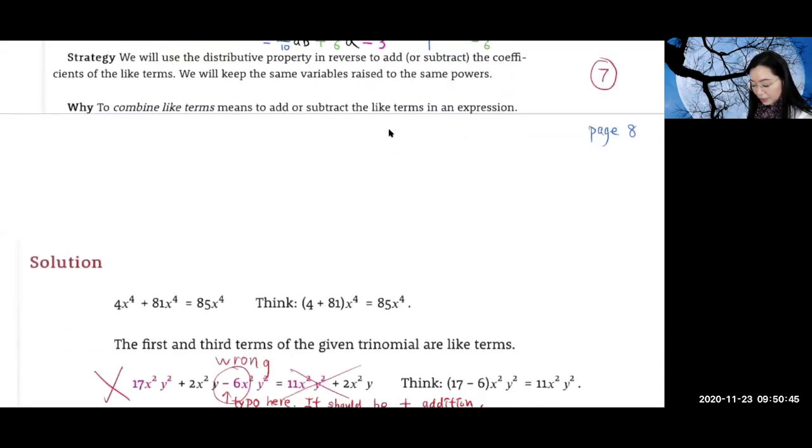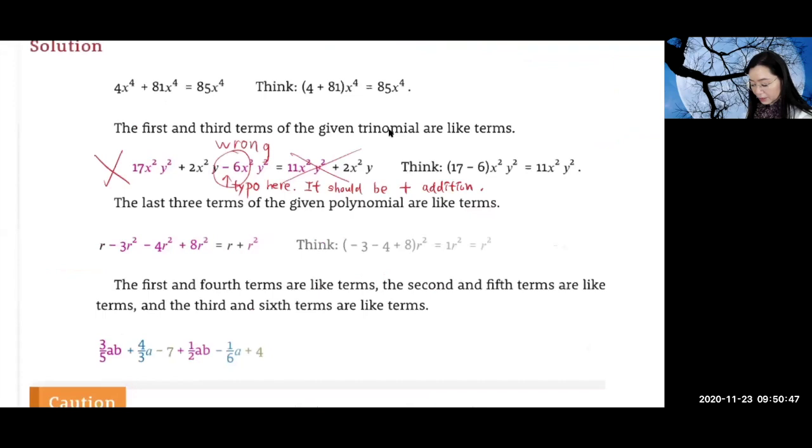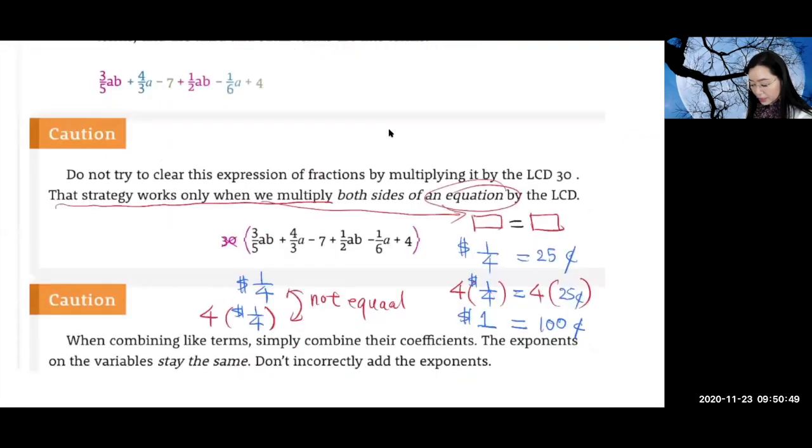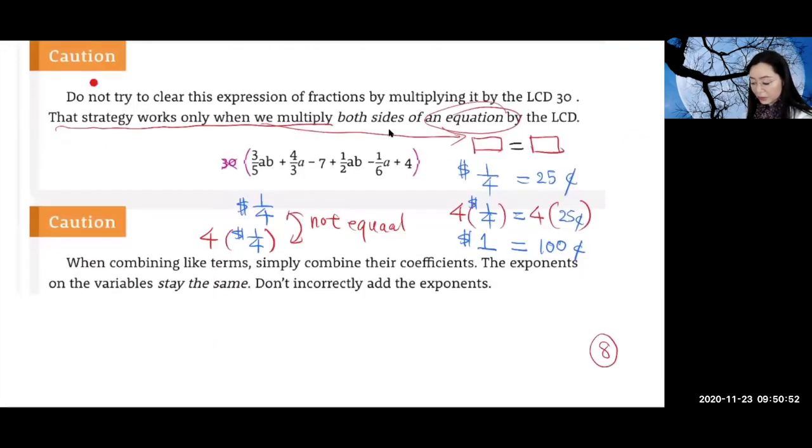Okay, let's go to this. One thing you have to be careful about: do not try to clear the fractions in this expression by multiplying by the LCD 30. It's not okay. Why is it not okay? Let me give you an example in terms of money. If you have an equation like this, we know one quarter dollar is equal to 25 cents. So this is the equation. It has an equal sign. You have the left side and the right side.